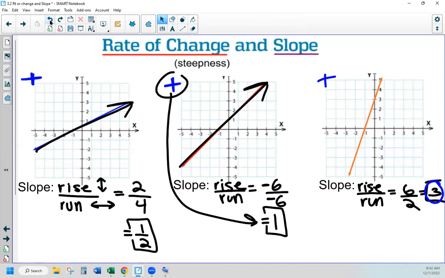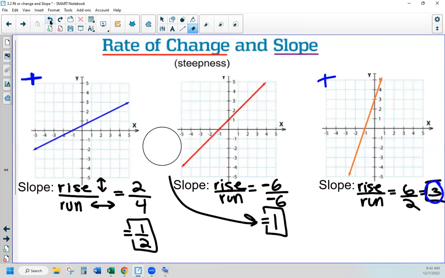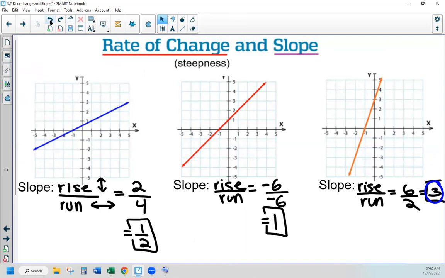Now, the next thing I want to ask you is the following. If you were a little tiny person, and you had to climb up these lines, I want you to put them in order, from most difficult to least difficult. Which line would be the most difficult to climb? This right here would be the most difficult to climb. Why? Look at how steep this line is. That's insane. That's probably maybe even impossible to climb.